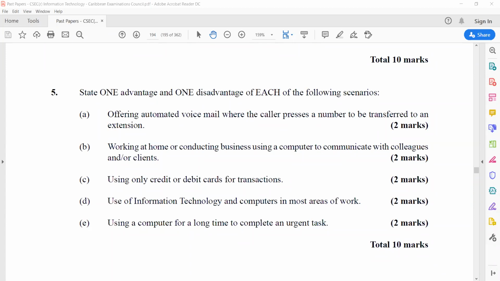What is a disadvantage of that? Anyone could just call. Yeah, anyone could just call; they just know a number. There's no sort of filtering. Another disadvantage could be that if you don't know the extension for someone, then what happens? You're not going to be able to reach them.